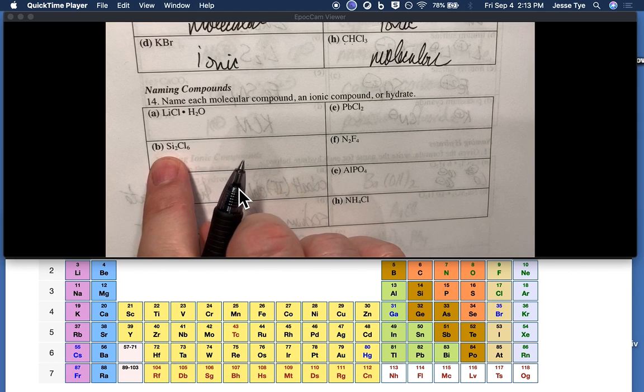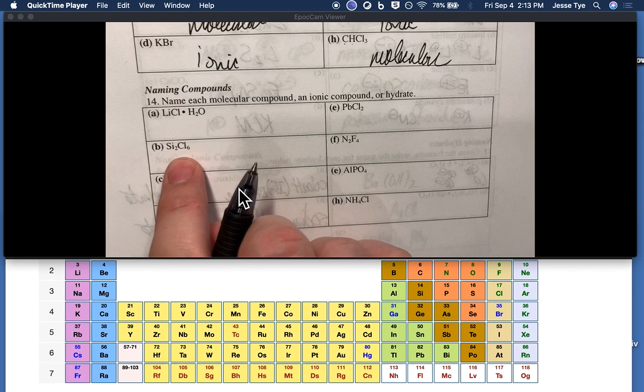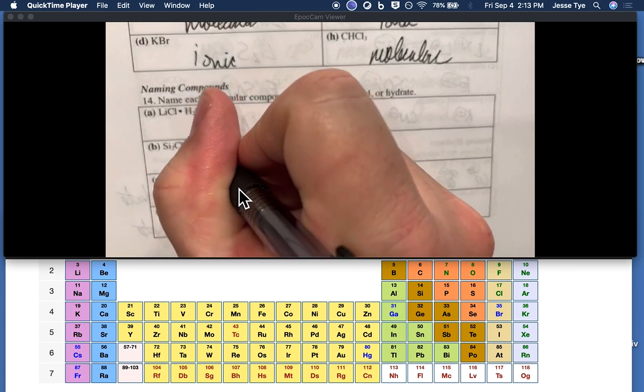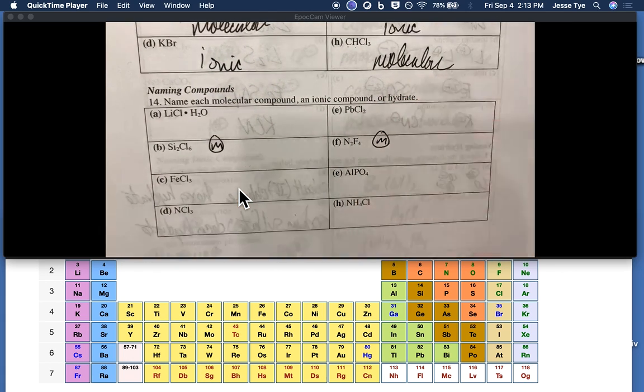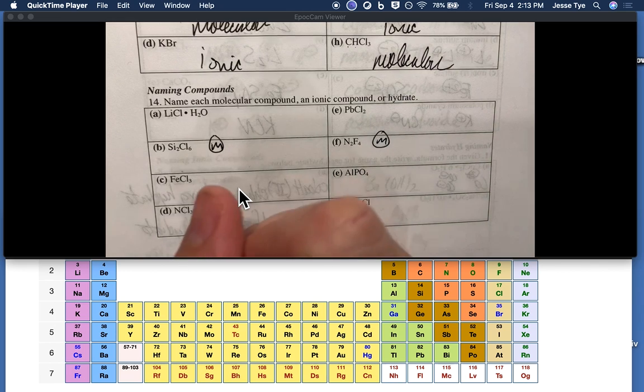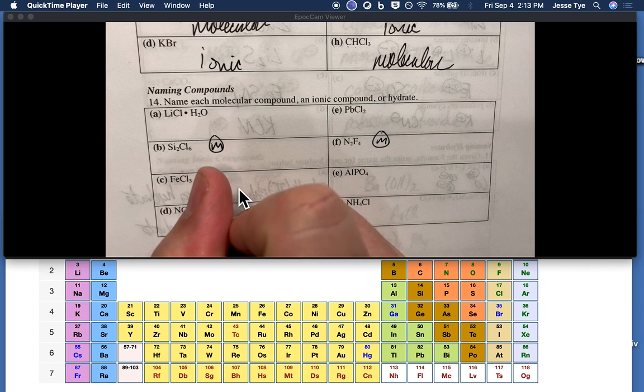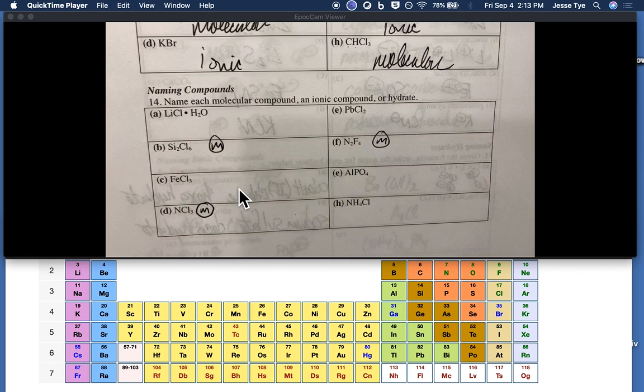So silicon is a metalloid. Fluorine is a nonmetal, so this is definitely a molecular compound. Nitrogen and fluorine both are nonmetal, so it's a molecular compound. Nitrogen and chlorine is nonmetal, so it's a molecular compound.